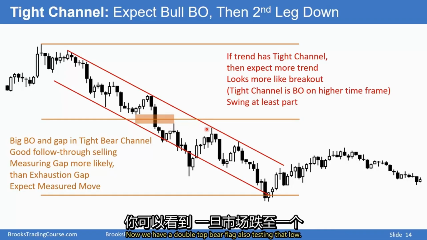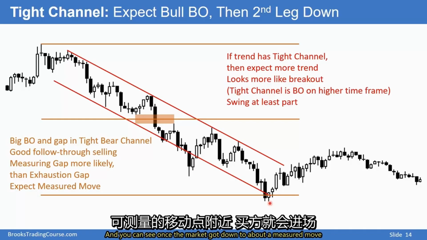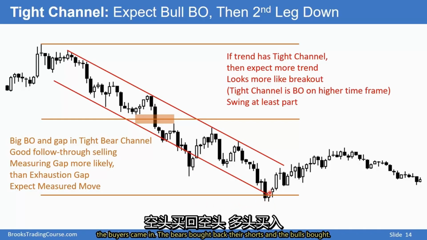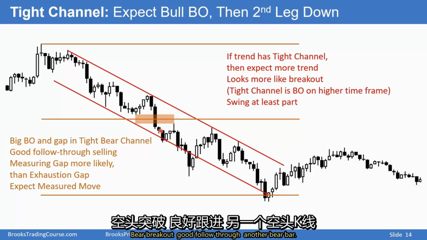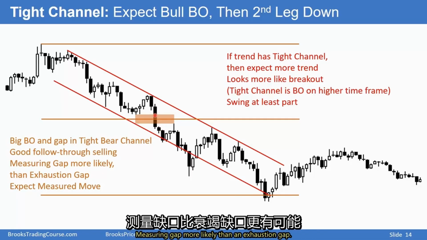And now we have a double top bear flag also testing that low. And you can see once the market got down to about a measured move, the buyers came in. The bears bought back their shorts and the bulls bought. Bear breakout, good follow through, another bear bar. Measuring gap more likely than an exhaustion gap.